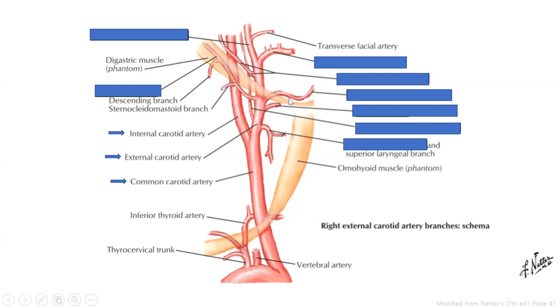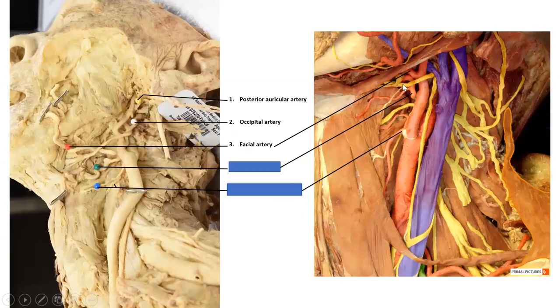Now, what is this orange here? Is this the mandible? I don't know. No, that's a digastric muscle. Oh, it says right there. So the digastric muscle splits the lingual and the facial. Is that what you guys see? Yeah, right there. Yeah, it's right here. So lingual is here and the facial is up there.